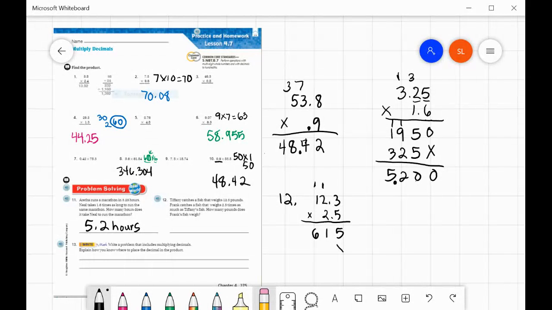Bring down, make a placeholder. 2 times 3 is 6. 2 times 2 is 4. 2 times 1 is 2. And then we're going to add. 5 plus nothing is 5. 6 and 1 is 7. 6 plus 4 is 10. Carry the 1. And we end up with 30. Count how many places there are behind the decimal, and move my decimal over, 1, 2, to make sure that there are 2 places behind. So my answer is 30.75 pounds.